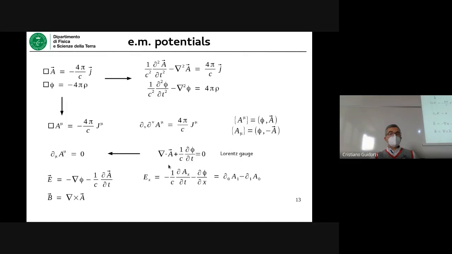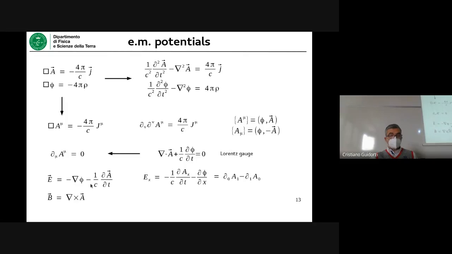If you work out the very same, I didn't do it here, but you can do it straight away. If you carry out the same exercise on the y and z components, you see that in the case of Ey, you have delta 0 A2 minus delta 2 A0. Easy, because the only thing that changes is y instead of x, so 2 instead of 1. The rest is just the same. So you immediately see that a very similar formula holds also for the other two components of the electric field.